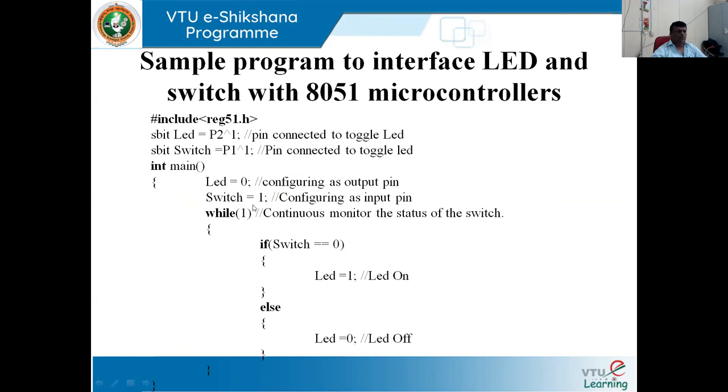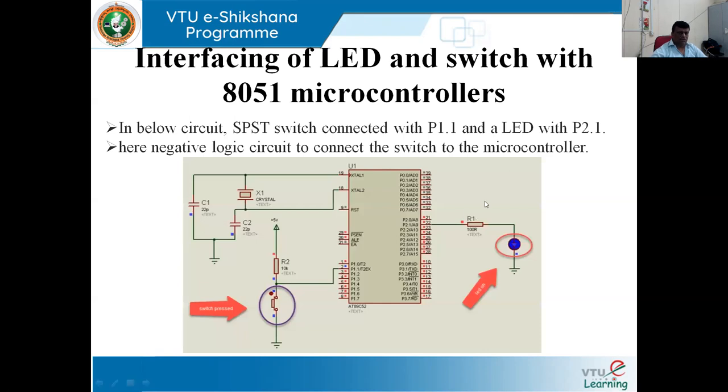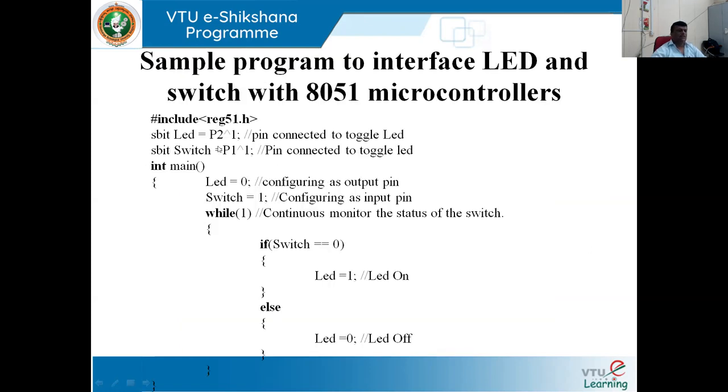Okay, so if you want to look at a sample program that we have written in C, #include reg51.h, this is the header file. Then sbit LED is given to port 2.1, whereas sbit switch is connected to port 1.1, right? So 2.1 and 1.1 are shown here. The LED is connected to 2.1 and the switch is connected to 1.1. So those are mentioned here, where exactly the switch and LED are connected to which port and to which pin, right? Then int main starts, right?